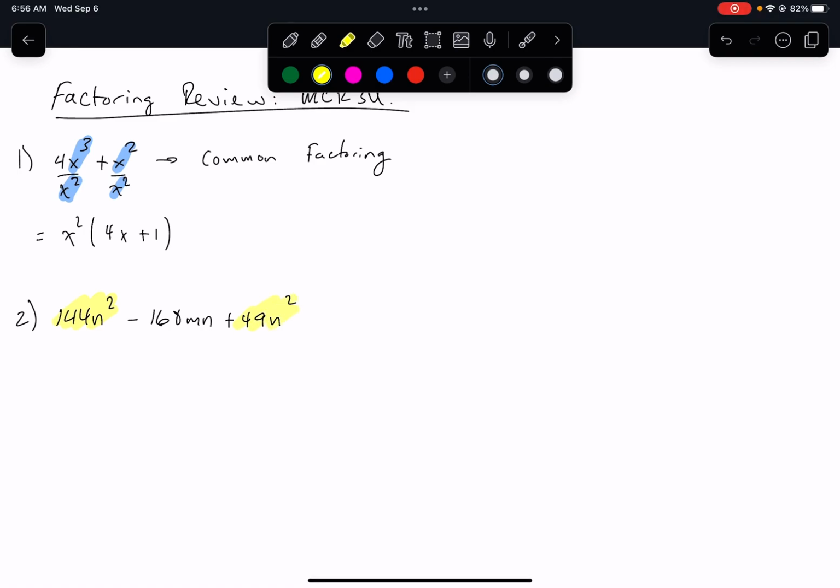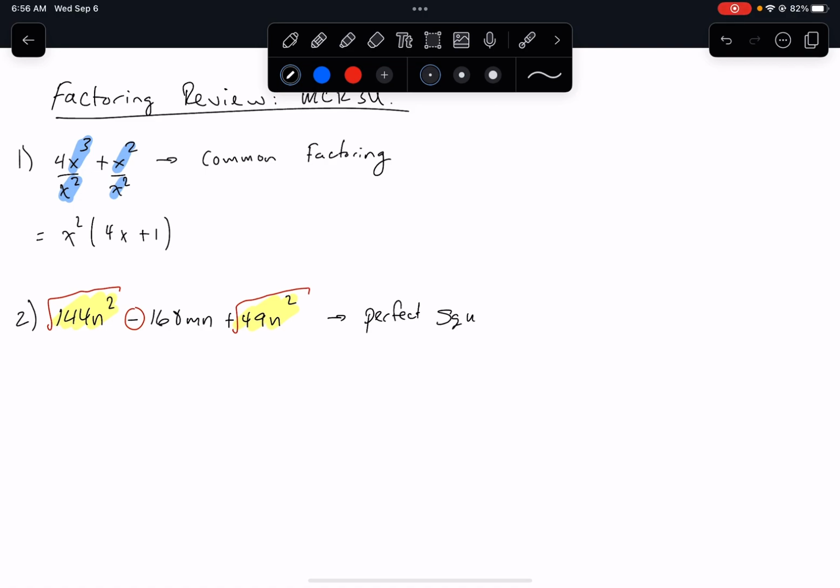And so when I have something that looks like this, I can square root the first and square root the last and take the sign that's on the b term. And so very quickly, we call this a perfect square trinomial.